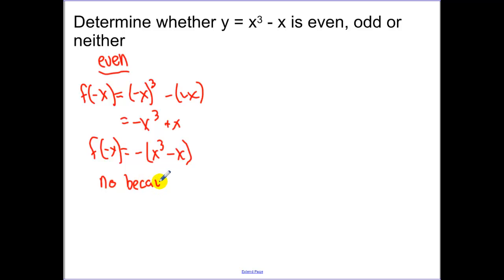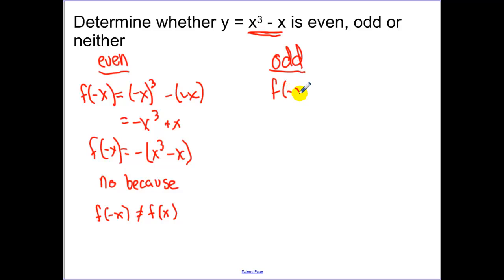Because, and I'm going to be big on writing this year, f of negative x does not equal the original function f of x, because I don't get this same function back. Now odd. What was f of negative x? Well, we just did that work. That is negative x cubed minus x, which again is the same thing as negative x cubed plus x.